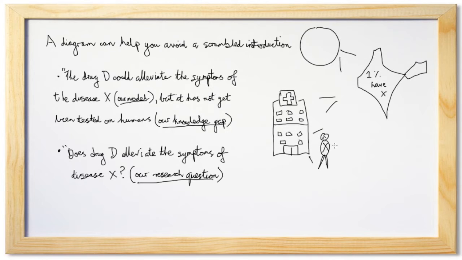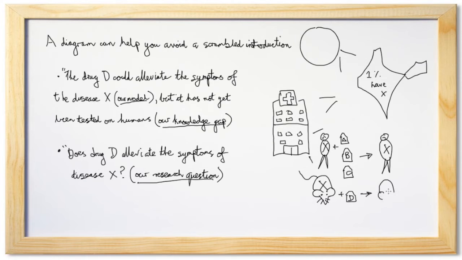Drugs A, B and C were all tested clinically, but they don't work. Then, just last year, our drug D was tested on mice in which the disease had been induced, and drug D completely cured them, thus raising the possibility of treating humans with drug D.